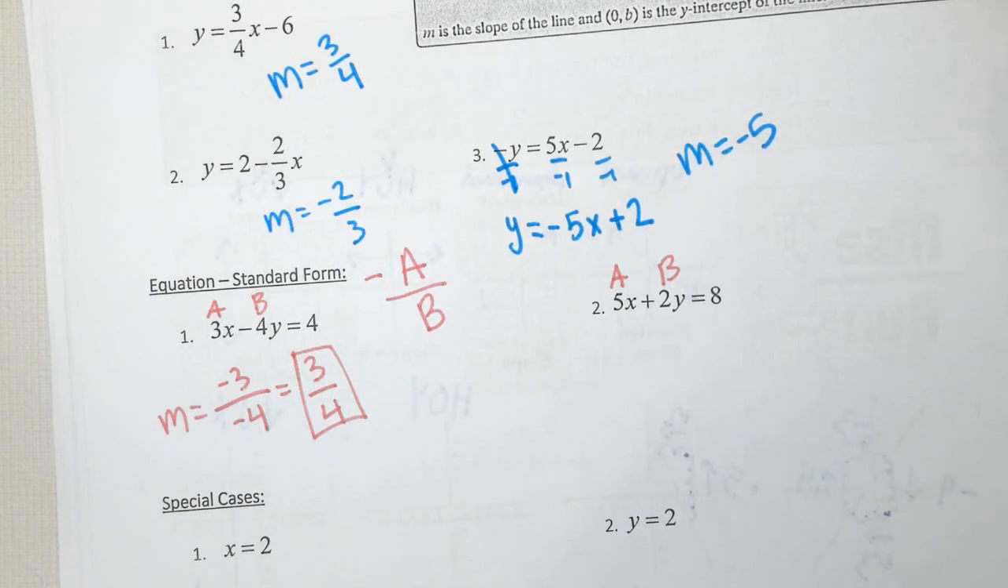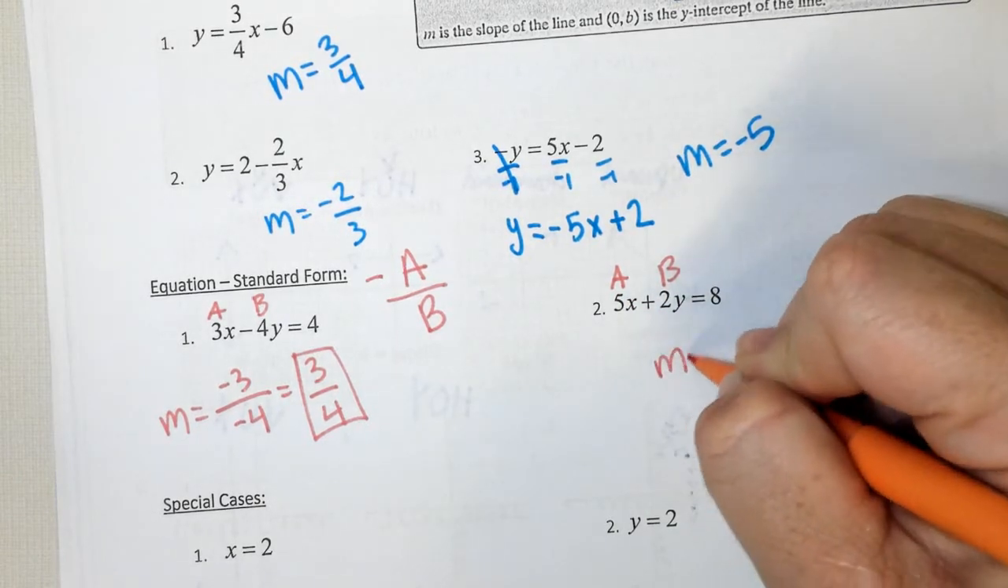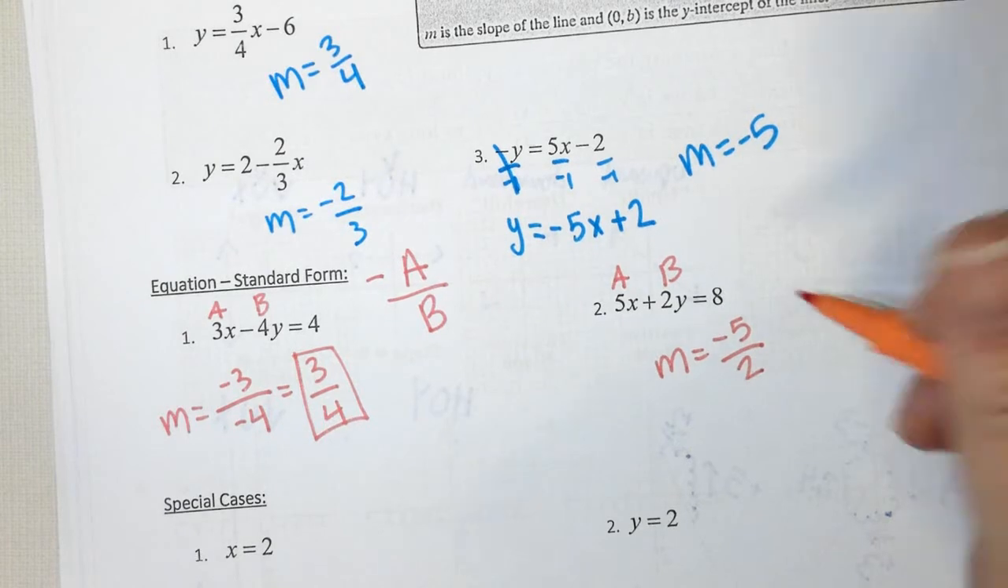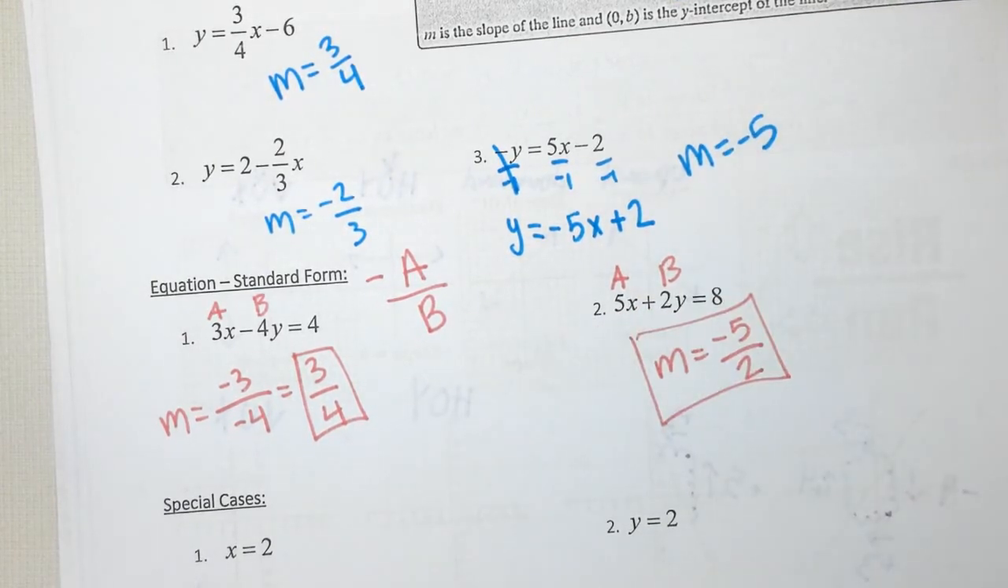Oh, so you flip the top, but keep the... Flip the A, keep the B the same. So what's the opposite of A? -5. And what's B? 2. Does that simplify it all? No. Any questions with those? No.